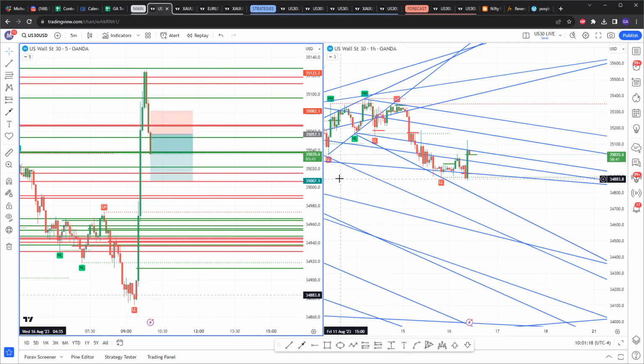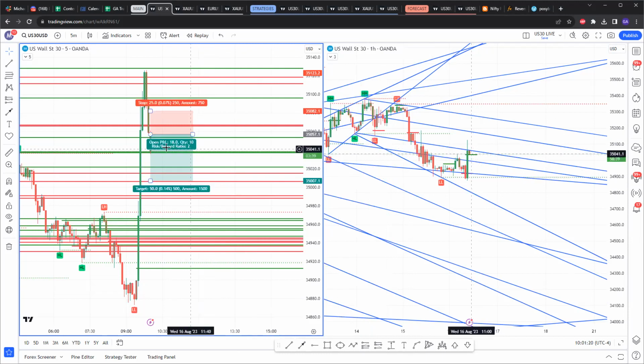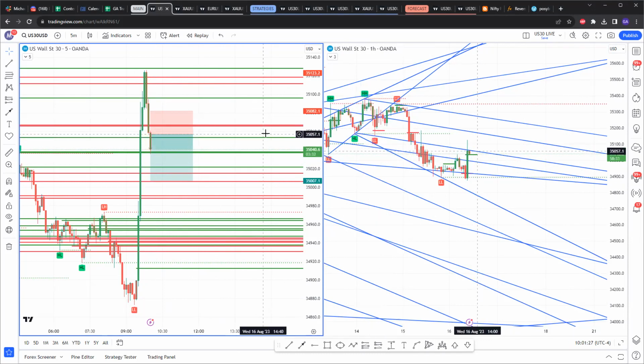So I don't know if anybody jumped in. Didn't get a chance to. So if it comes back up, I'll jump in. I had to close already with a 50 pip stop to the top of that candle up there. I wanted to enter before the stop loss got too big.